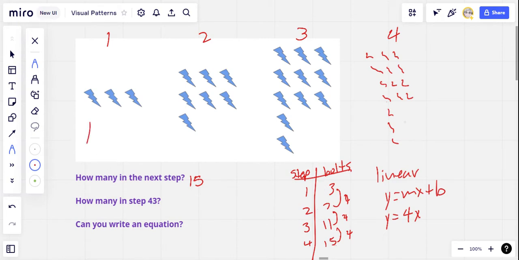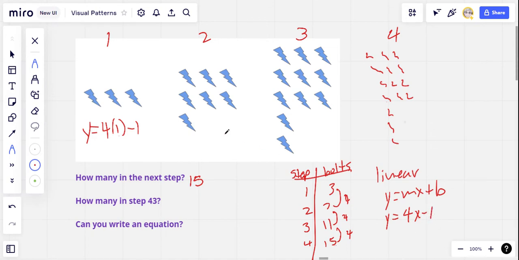So let's try y equals 4x, and I would plug in 1 for x in step number 1, and that would be 4 times 1 is 4, but we've got 3 lightning bolts. So this is 1 too many. To adjust that then, my b can be a -1, so I can just subtract 1 from that. And our equation down here then would be 4x minus 1. So that's what I think the equation is.